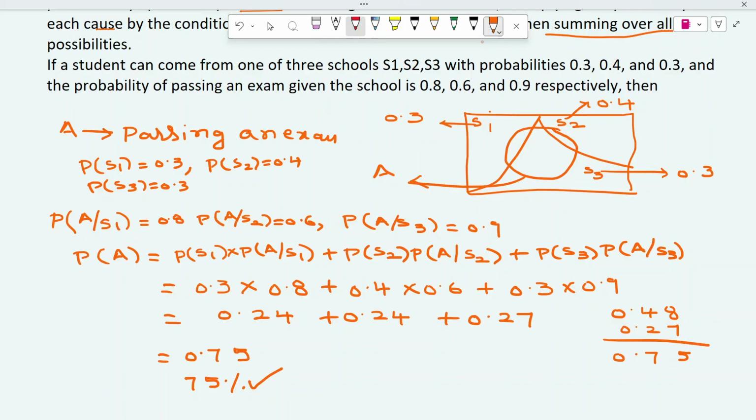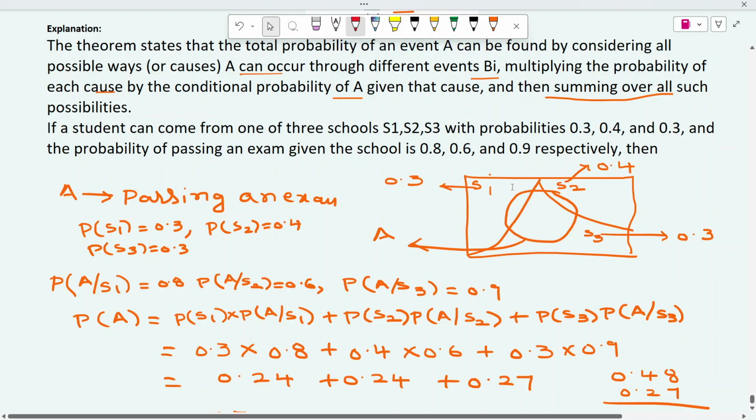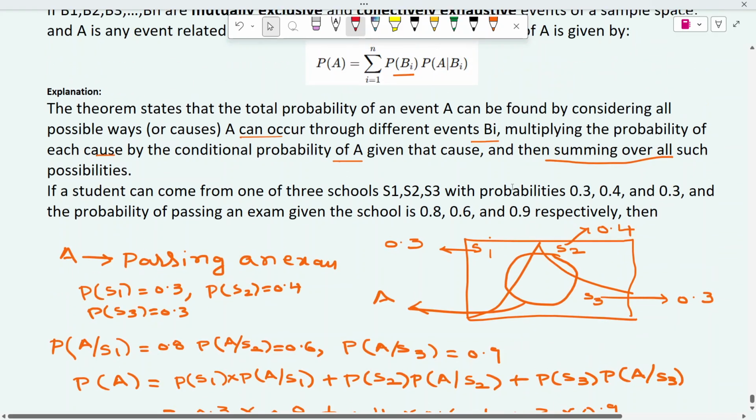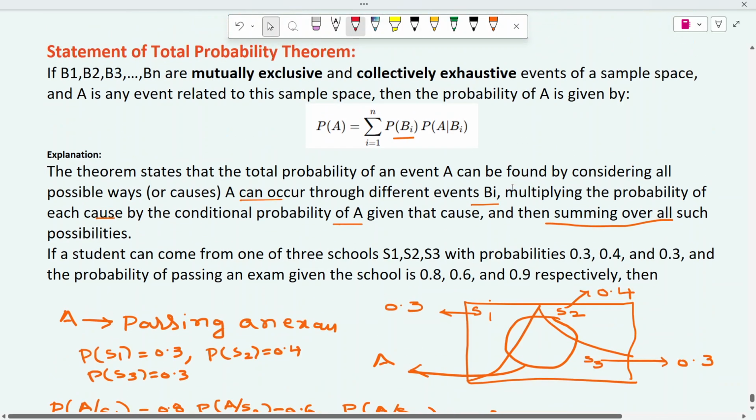So this is the purpose of the total probability theorem. We can find the total probability of a particular event, whether it is occurring because of some other events. We can find the total probability with the help of the total probability theorem.